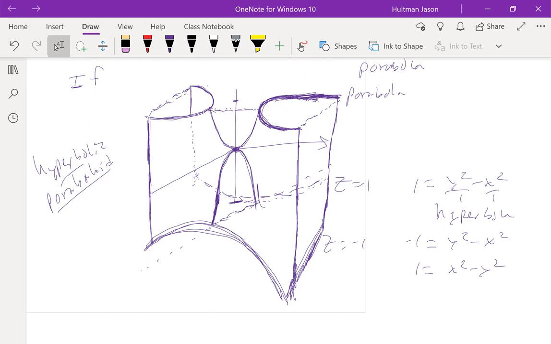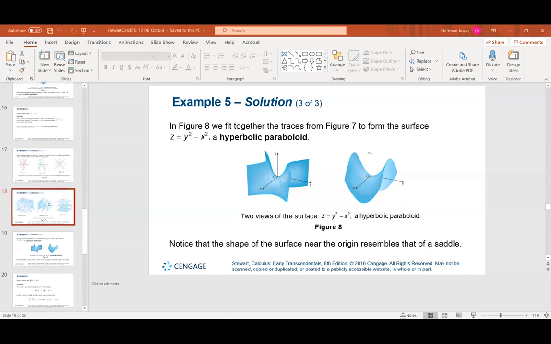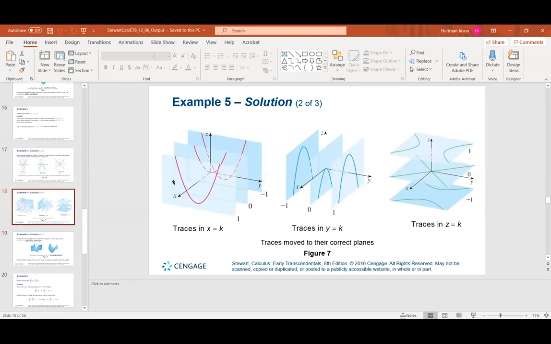Now theirs is a whole hell of a lot better than mine, right? Look at that. That's what I just drew. That's great. Here are the traces. There are the traces in y. There are the traces in z. Isn't that amazing? Little computer generated graphics.